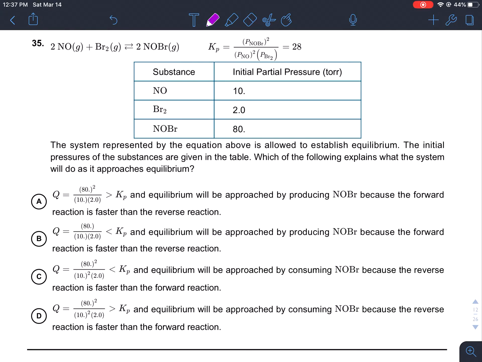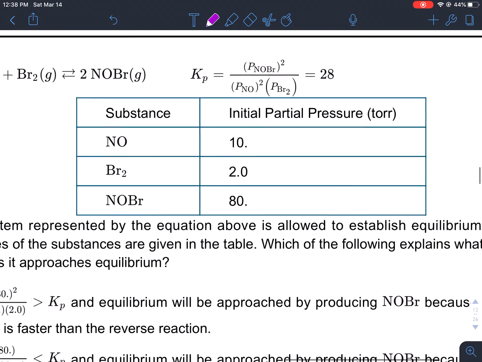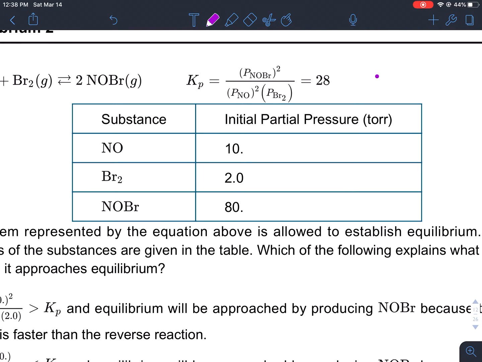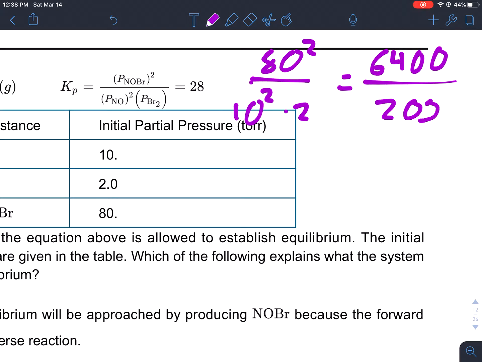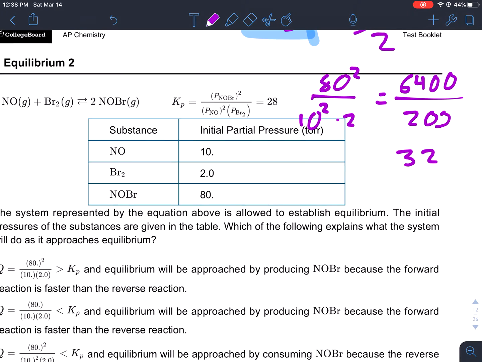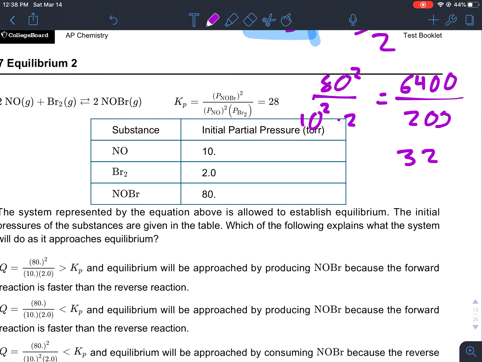All right. Products over reactants, so we're going to plug in some values here. This is going to become 80 squared over 10 squared times 2. Okay, 80 squared is 6,400, and then this is going to be 200 down here. This becomes 32-ish. Is that right? Yeah, I guess so.